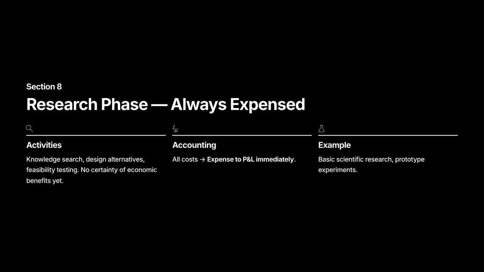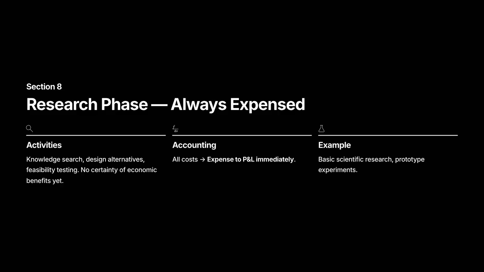8. Research phase, always expensed. The research phase involves early exploration, understanding problems, testing concepts, and evaluating feasibility. Since success is uncertain at this point, the costs offer no guaranteed economic benefit. Typical research activities include knowledge gathering, literature review, design alternatives, and prototype experiments. Therefore, every rupee spent during research is charged directly to profit and loss.